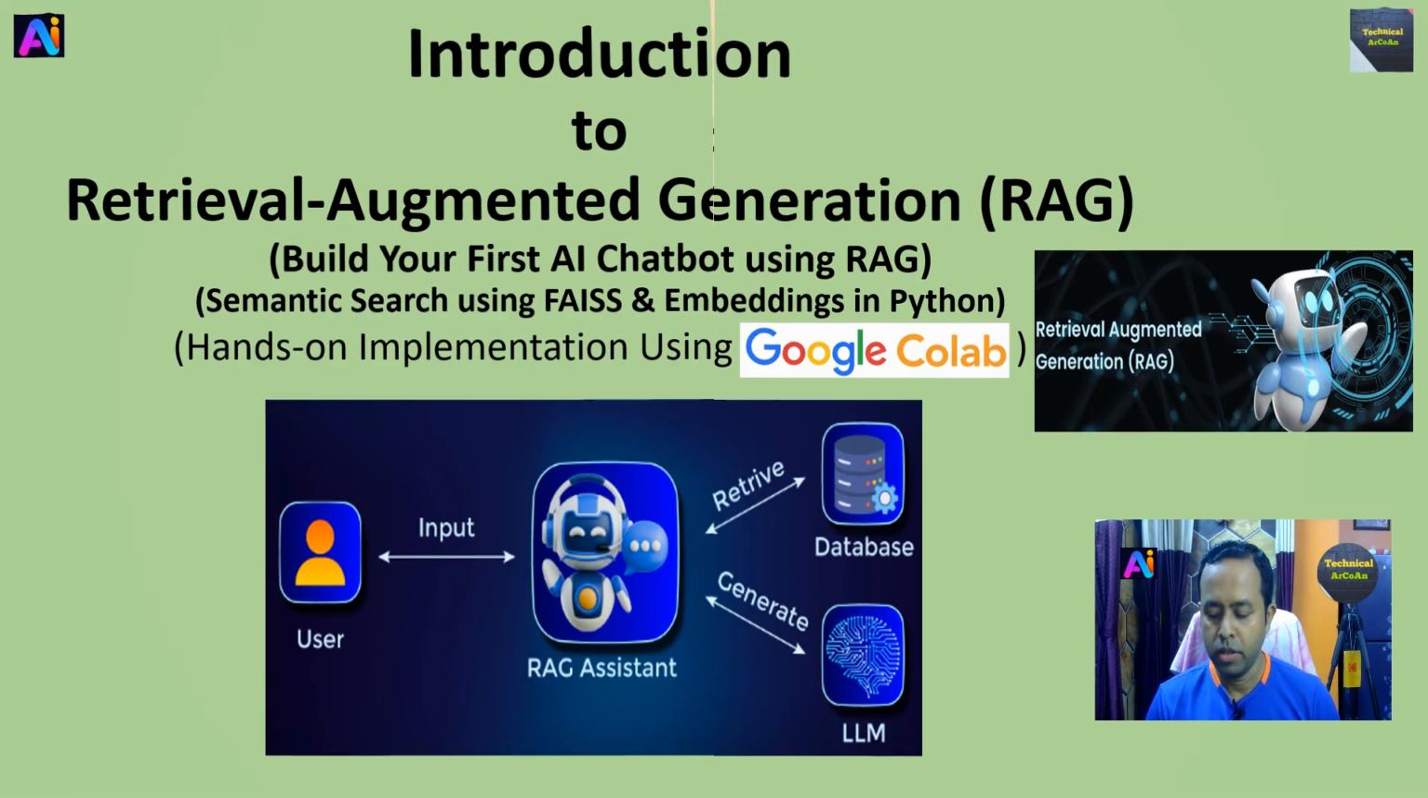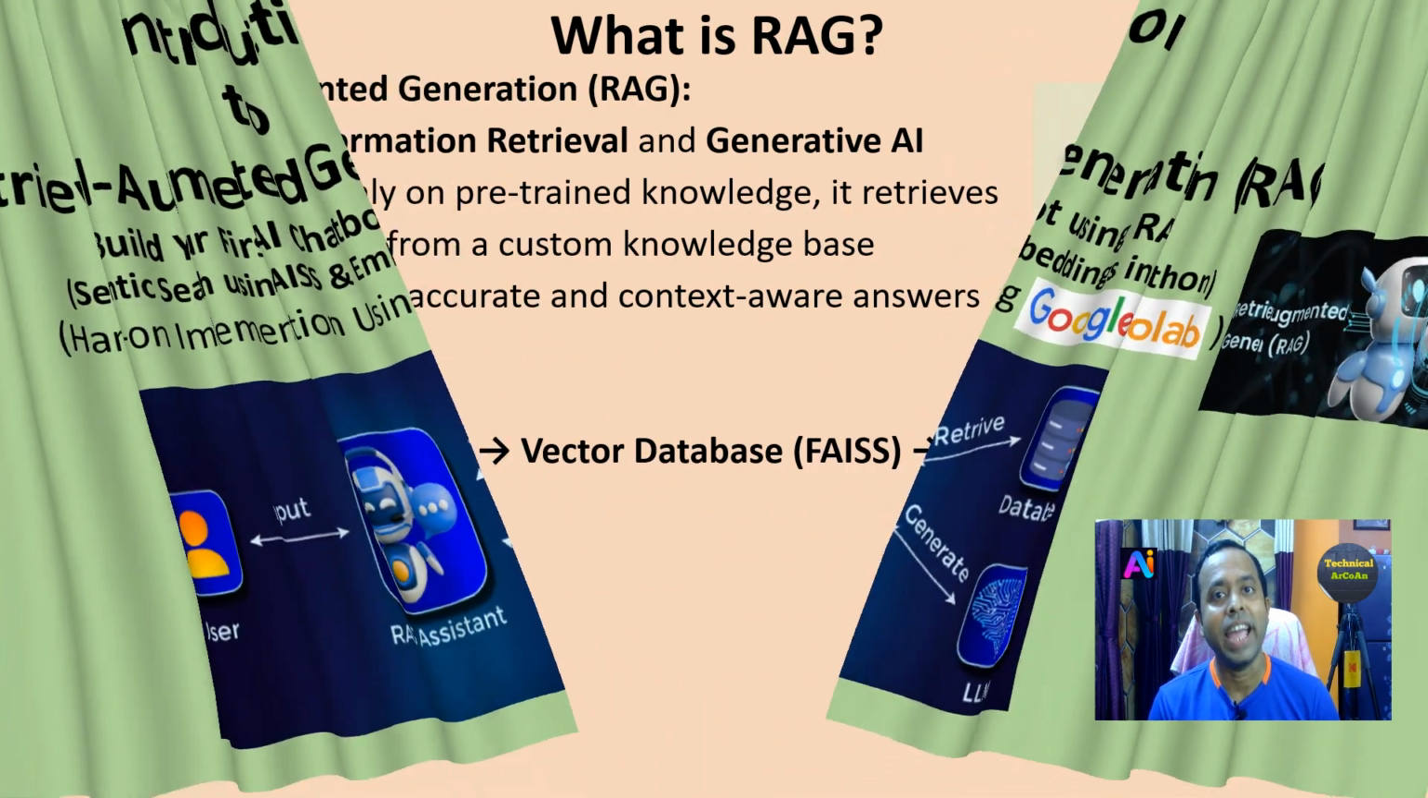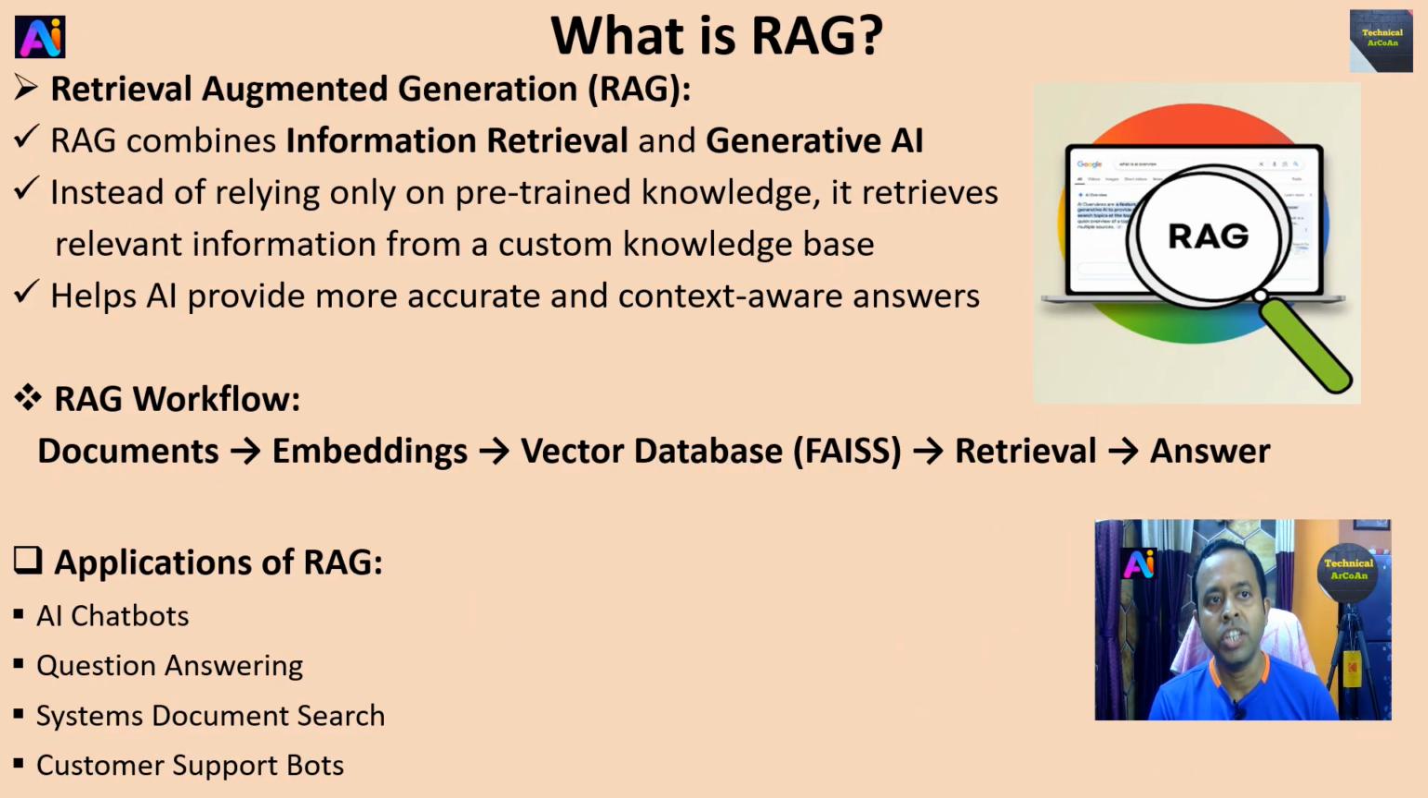Okay, so at first we should know what is RAG. RAG stands for Retrieval-Augmented Generation, commonly known as RAG. RAG combines information retrieval and generative AI. Instead of relying only on pre-trained knowledge, it retrieves relevant information from a custom knowledge base. It helps AI provide more accurate and context-aware answers.